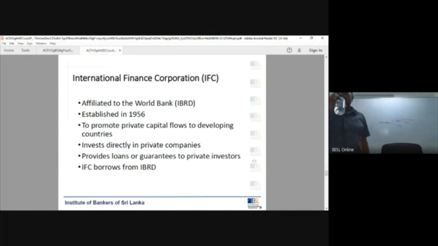After that, they invested this money with Cargill's Food City chain. All are private institutions, private companies, right? So they are promoting private capital flows to developing countries. The same way, I know they have funded some other banks also. Banks are private companies, so they funded, right?